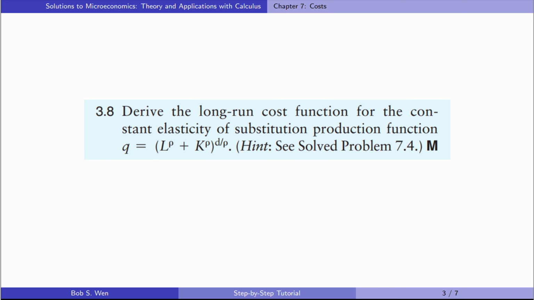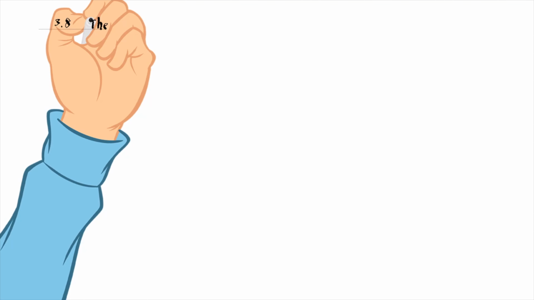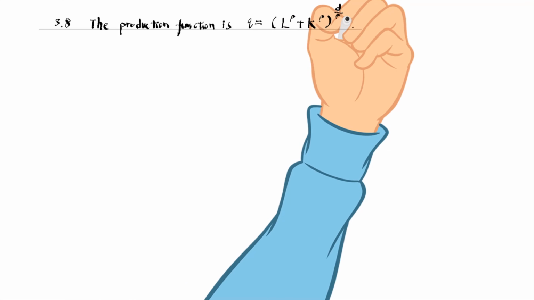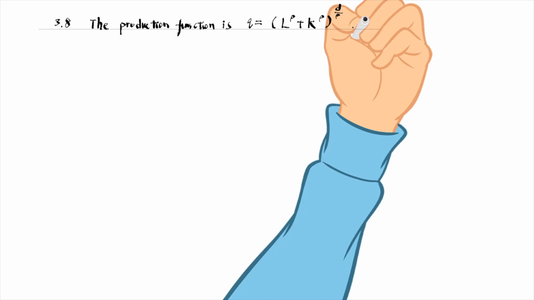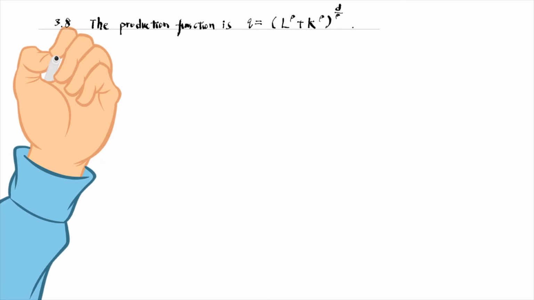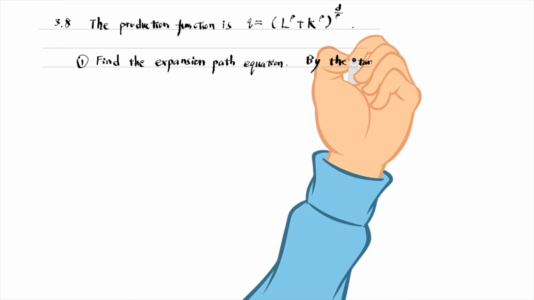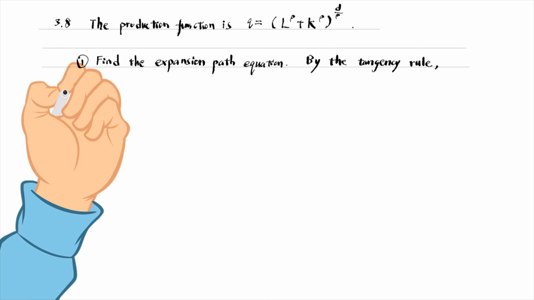Let's find answers to exercise 3.8. Derive the long-run cost function for the constant elasticity of substitution production function. We use the same method as in the last video to derive the long-run cost function in 3 steps. In the first step, we find the expansion path equation, in which we express capital in terms of labor.